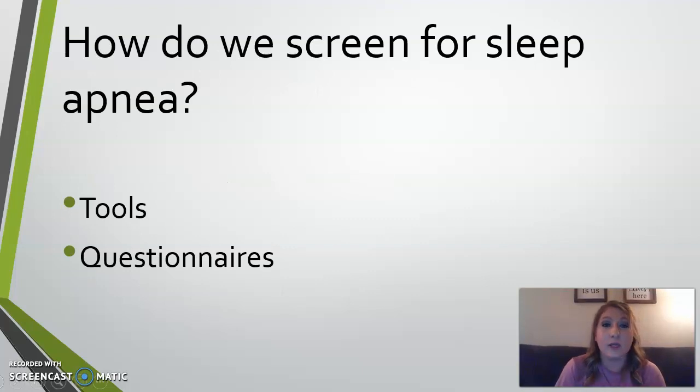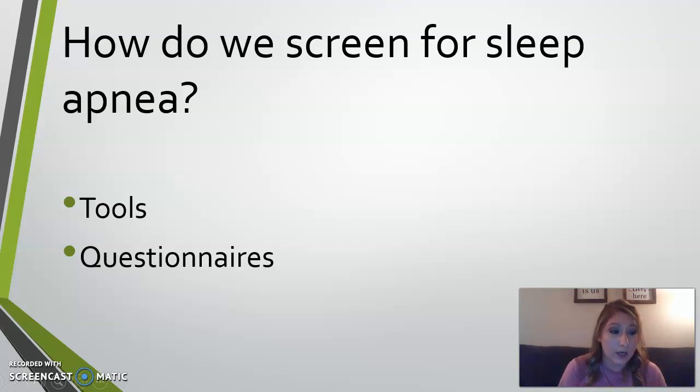Okay, how do we screen for sleep apnea? There are different tools and questionnaires, but as we all know, we are hygienists or trying to be hygienists. We cannot diagnose sleep apnea, nor can a dentist. We just screen for this and then send our referrals for the patient. A doctor actually has to do this, not a dentist.